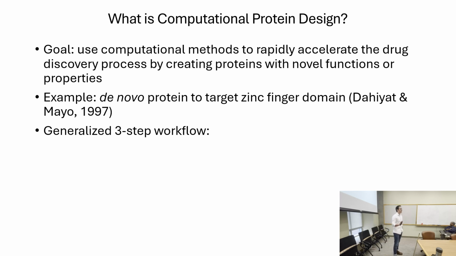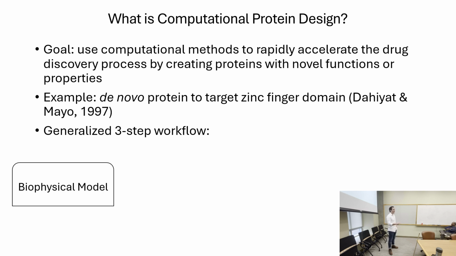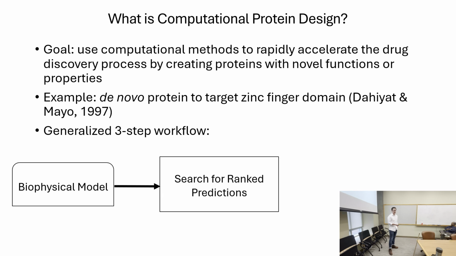So I'm going to generalize this into a three-step workflow that'll persist throughout this talk. The first is we have our biophysical model. And this definition I've left intentionally very vague. This could be an atom-atom contact representation matrix. It could be a pairwise energy matrix. It could be any sort of representation of your chemical system.